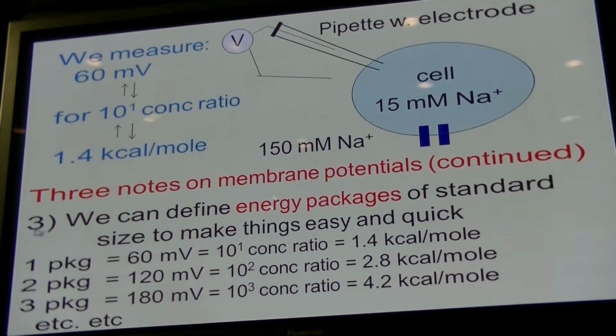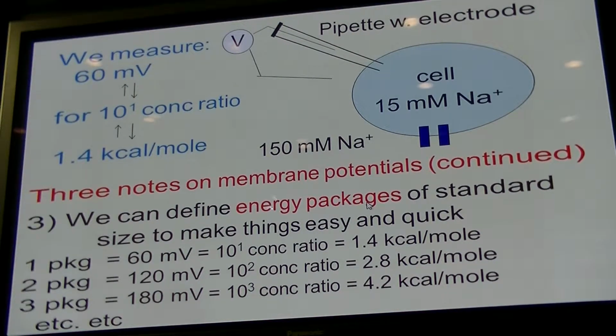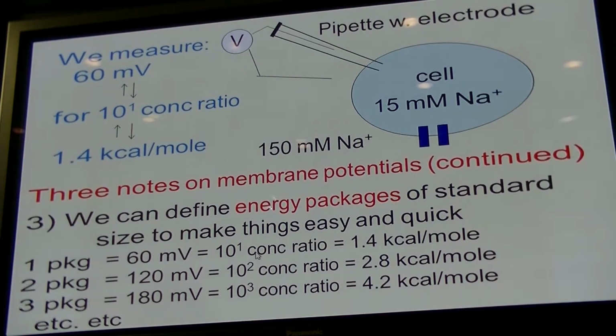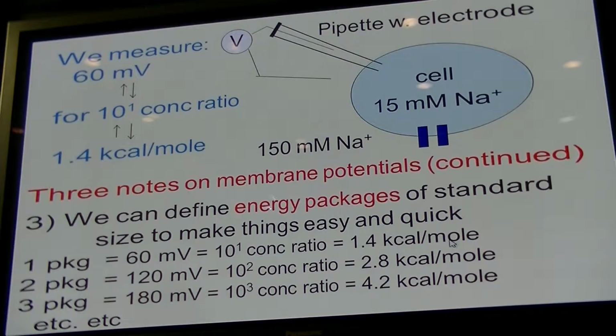So I'd like you to be convinced that we can say there's a standard energy package. If we think that we're at a nice temperature and the numbers are easy, then we can say that one package of energy, 60 millivolts, is 10 to the first concentration difference, is 1.4 kilocalorie per mole. Or two packages is double of that, or three packages, on and on and on.